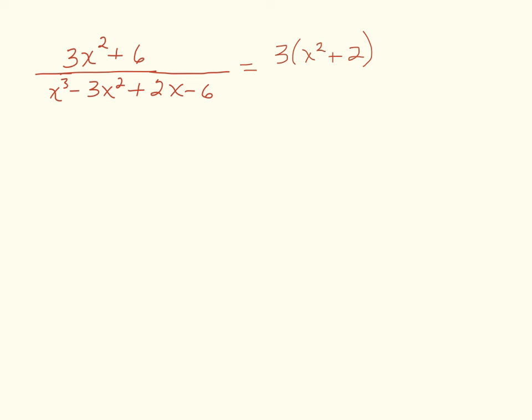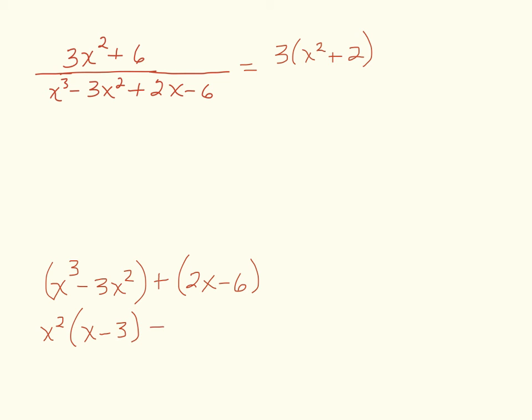I'm going to group those. Let me come down here at the bottom and group those. Let's see if I have x cubed minus 3x squared. Group that. And I'll have 2x minus 6 grouped. And then that will give me, can factor out an x squared. That will give me x minus 3. And here I can factor out a 2, and it gives me an x minus 3.